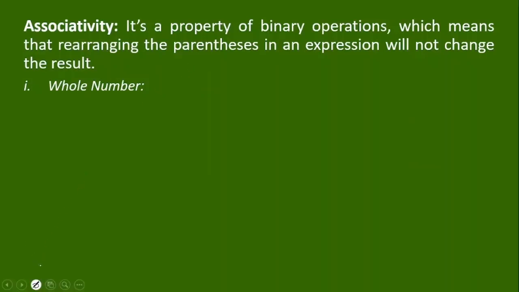To explain this property, I'm taking three numbers, A, B and C. Now I'm writing the expression A plus B plus C and putting A plus B inside the parentheses. This gives a result, suppose equal to D. Now I write the same expression A plus B plus C again, but this time I put B plus C inside the parentheses, and here also I get the result D. So if (A plus B) plus C is equal to A plus (B plus C), then we say it is the property of associativity, which means the operation is associative.